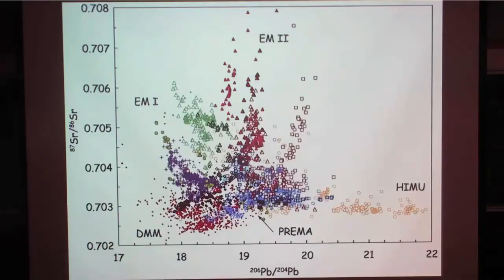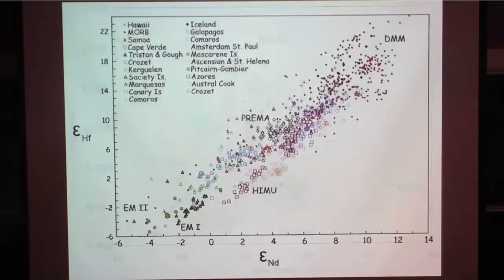Now this is lead versus strontium. This is PREMA, it's in here somewhere. EM1. So geometry changes, but still these groups tend to be coherent.